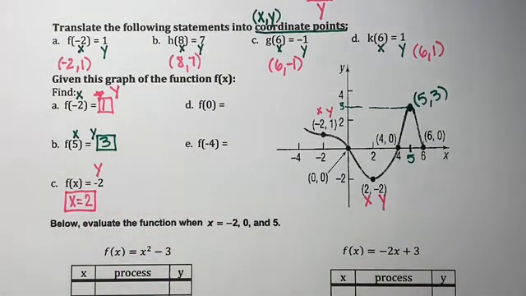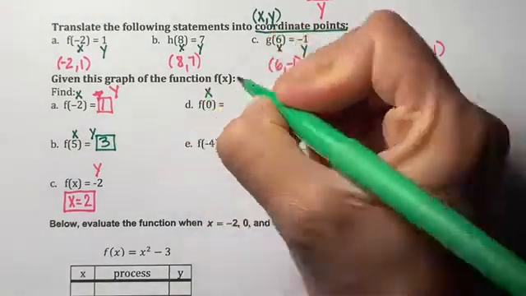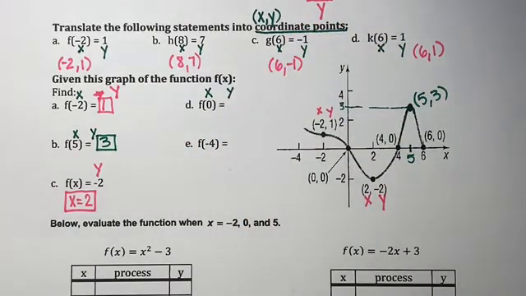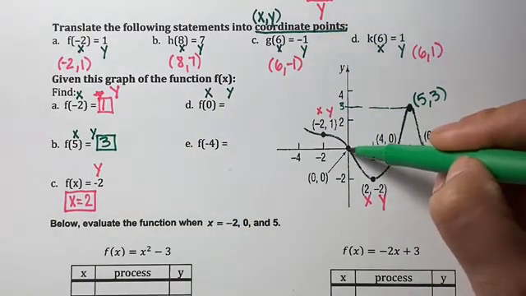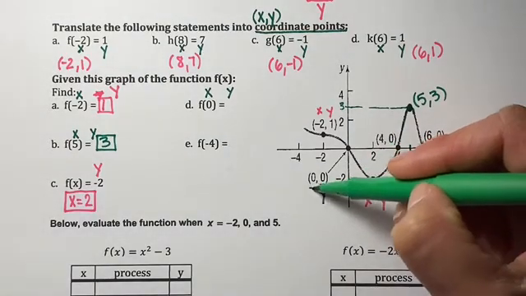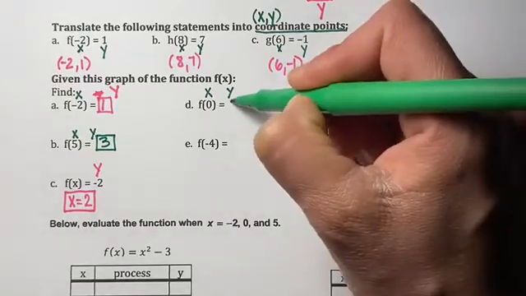In letter D, f of 0 equals, so here I'm given the x value, I need to figure out what is the y value for that point. So when x is 0, here at the origin, y is also 0. So 0, 0.